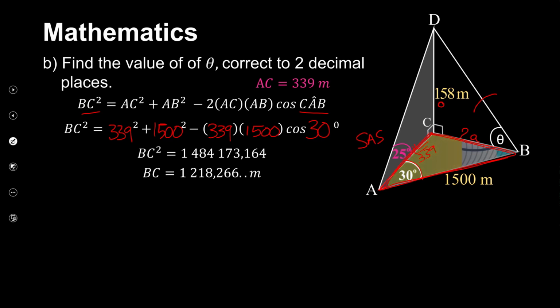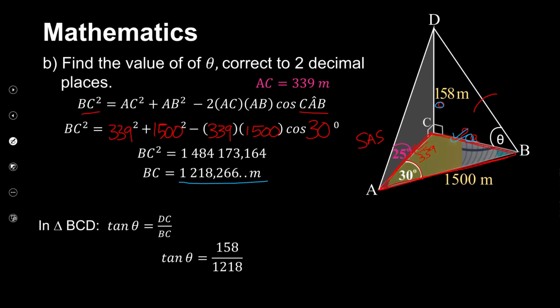And remember, the next step we said we're going to use this triangle to solve it, because now we have a value for BC stored in our calculator, which is this value here. So we're going to use tan because we've got opposite over adjacent. So we're going to say tan of theta is equal to DC over BC. So it's going to equal 158 over this, not 158 actually, we're going to use 158 over the value BC that we have stored in our calculator.